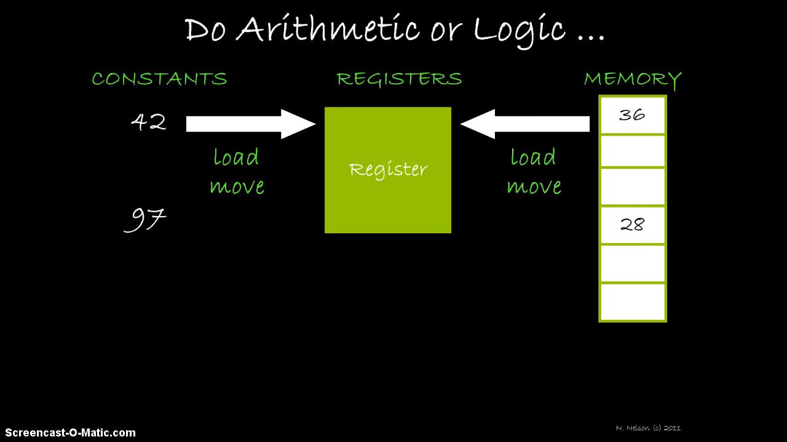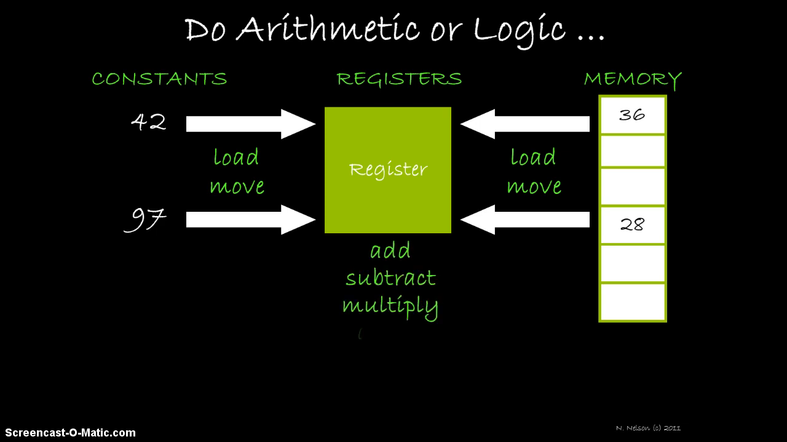The second step is the actual arithmetic or logic. The second operand might be a constant or a value currently stored in memory, and the operation is performed using an instruction such as add, subtract, multiply, divide, logical AND, or exclusive OR.